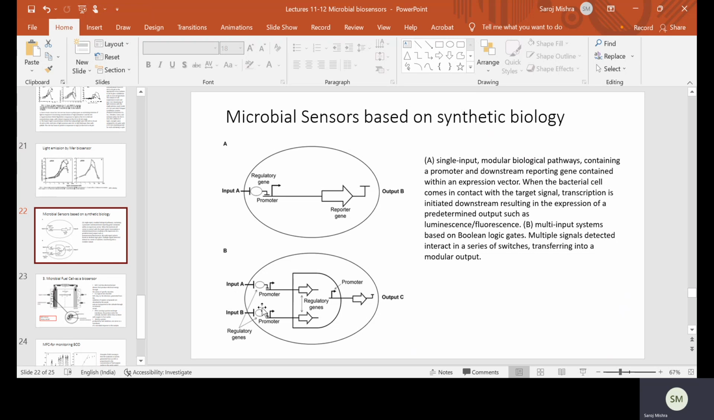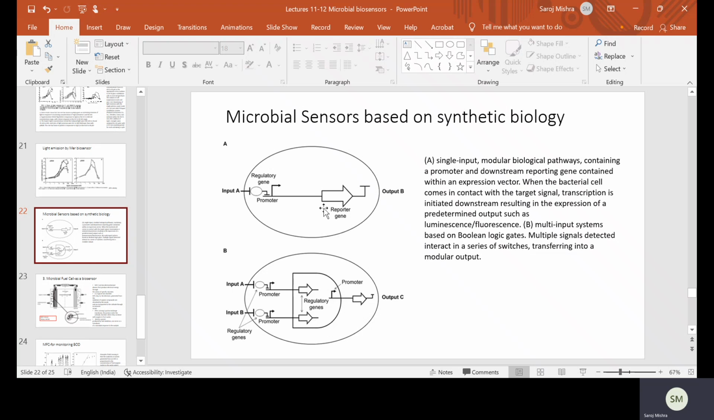Okay, so for example, the input could be mercuric ion, or it could be arsenic ion. These are the regulatory genes which are going to code for a repressor protein. They bind to them, and both of them, for example. In other words, the promoter which you see upstream of a reporter gene should be able to respond to the presence of both of these elements. That is, unless both of these products bind to it, it doesn't get turned on.